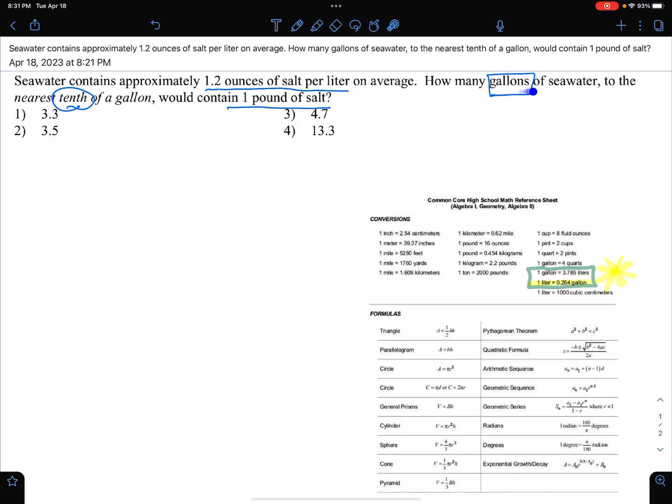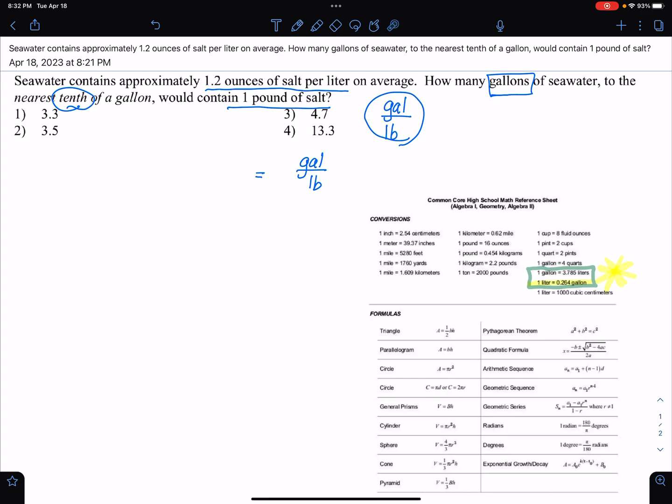What is the main idea of this question? We want to find how many gallons are in 1 pound of salt. Better yet, what this means is we want the number of gallons per pound. So this is our goal. There's multiple ways to solve this problem, but I'm going to use the method we used in class. Let's write this as our goal: gallons per pound.